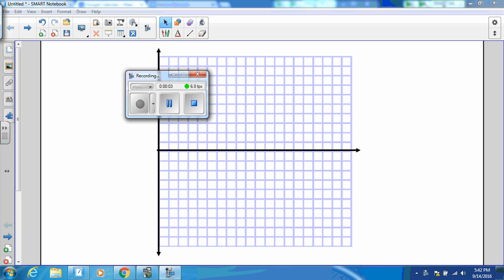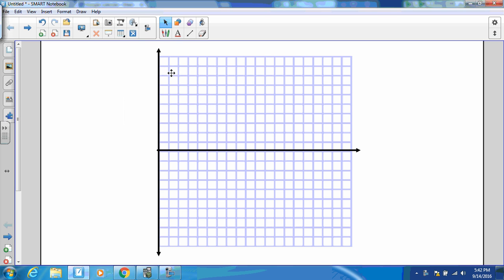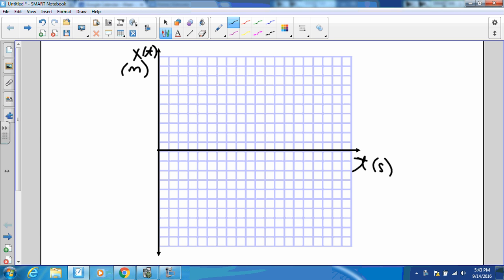Hi guys, I wanted to do a brief video that explained a little bit more about finding instantaneous velocity through a position graph. Remember that position graphs are going to tell us where an object is relative to the origin at any given time. So, for example, maybe I have a position graph that looks something like this.